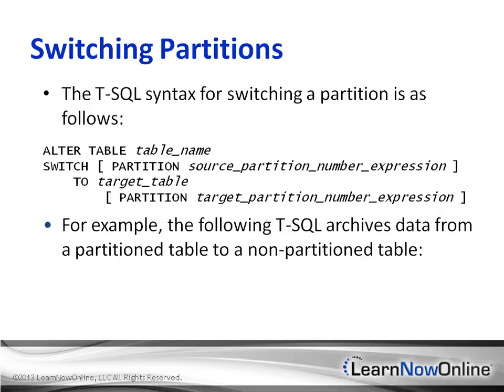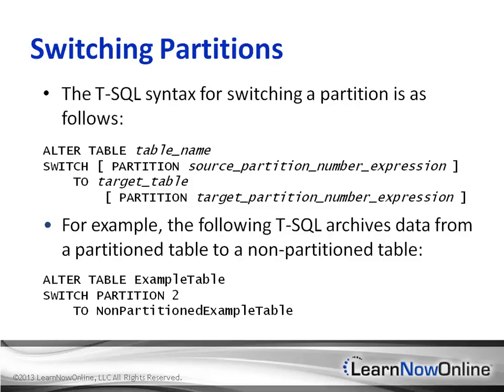So as an example, let's take a look at the following T-SQL, which will archive data from a partition table and put it in a non-partition table. It's pretty straightforward. We're going to alter the table called example table, and we're going to switch out partition 2, and we're going to move it to a structurally identical table called non-partitioned example table. And once we execute that statement, if all of those conditions are true, primarily being structurally equivalent along with your data types and order of the columns and so forth, then all of the data from partition 2 in example table will move to the non-partition table.